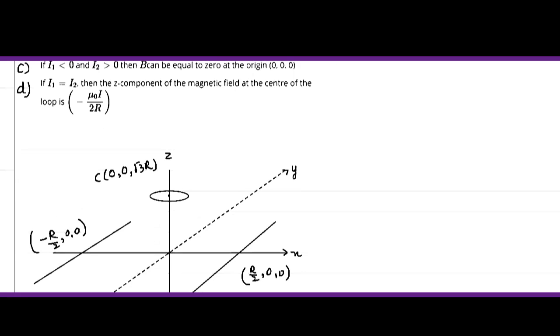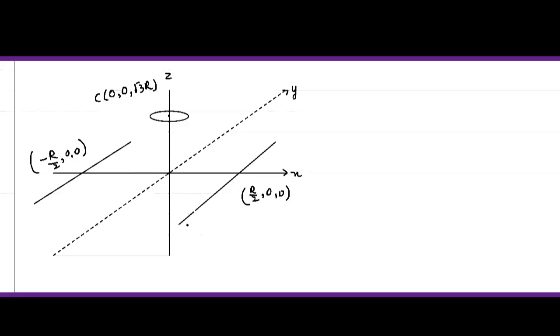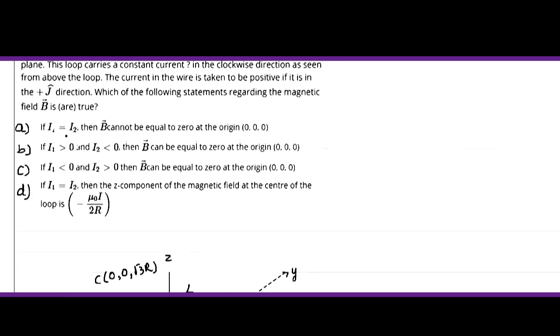Now what is to be done? This is wire 1, we call this wire 2, and we call this our loop L. Let's say the current here is I1 in this direction and I2 in this direction. Now in the first part, it is given that if I1 is equal to I2, then B cannot be 0 at the origin.